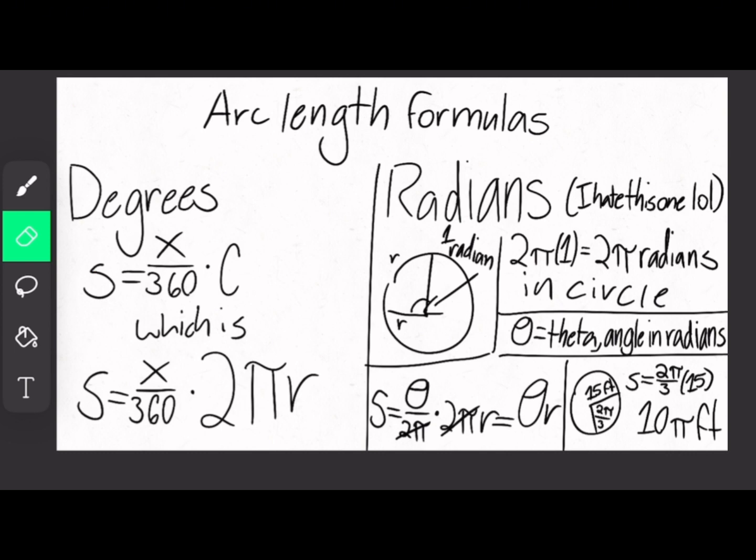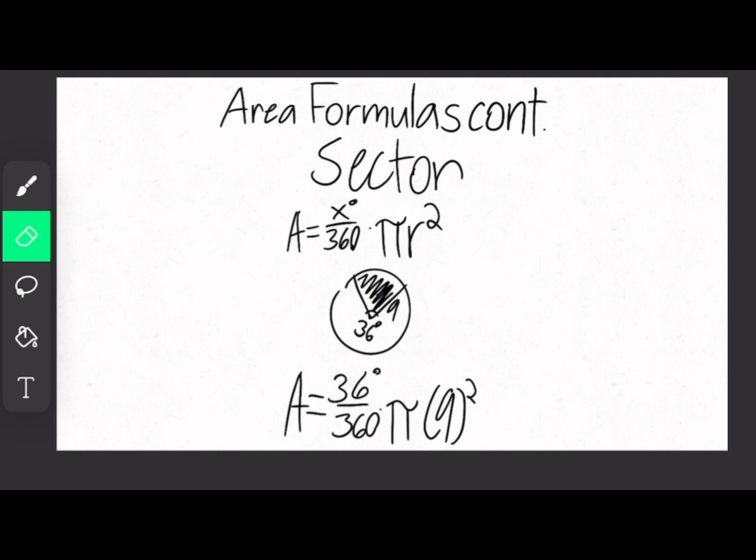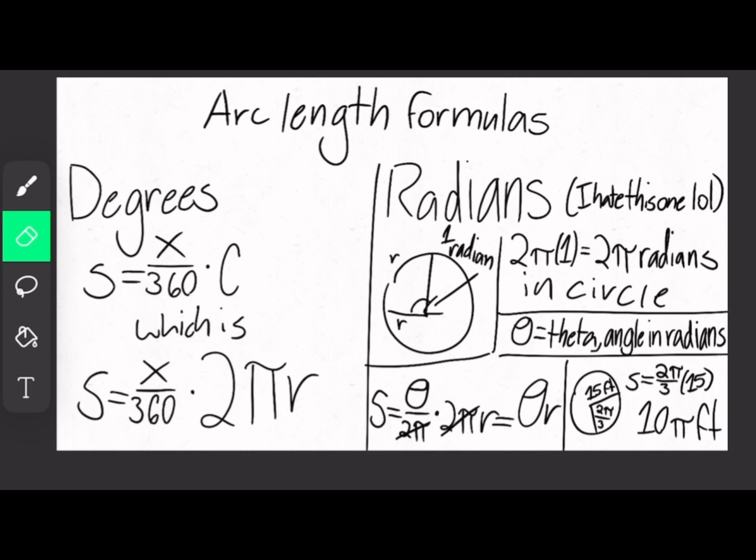Arc length formulas. You might notice the arc length formula is suspiciously similar to the sector formula. Anyway, the arc length formula, at least in degrees, would be x over 360 times the circumference of a circle. And if you forgot what that was, that's x over 360 times 2 pi radius, or pi diameter.